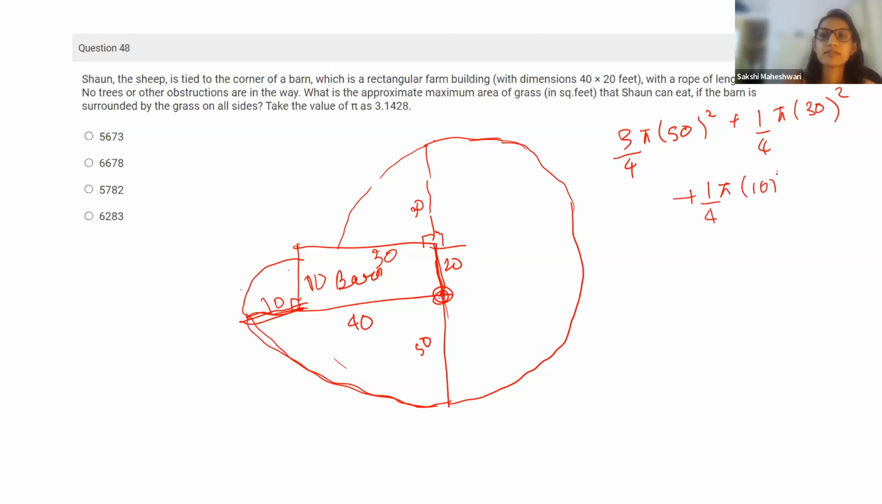Getting it? I think you can solve this now. Just remove this pi by 4 outside and solve this. Okay, this is the simple calculation. Yes? Okay, let's move ahead.